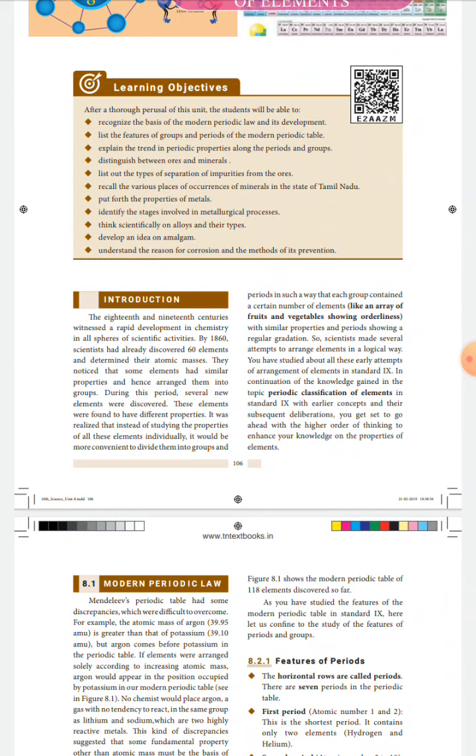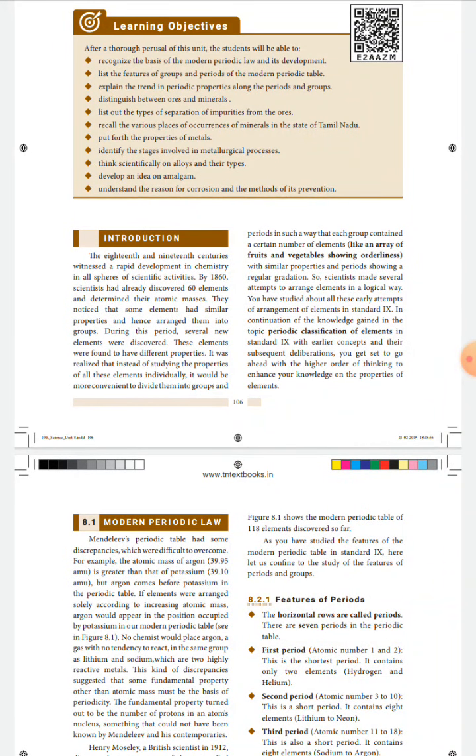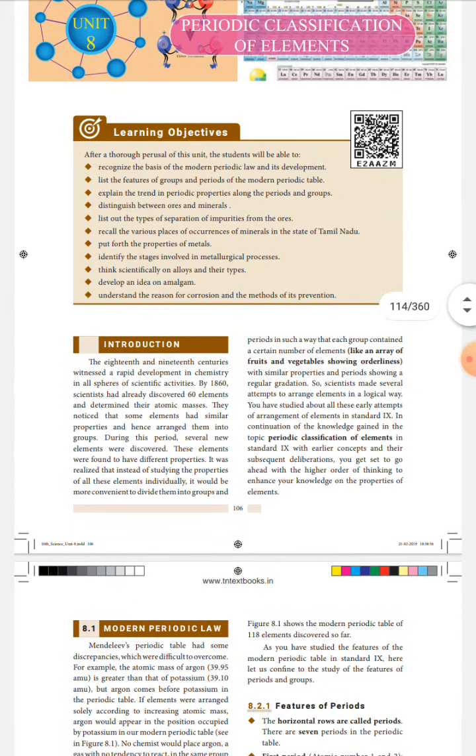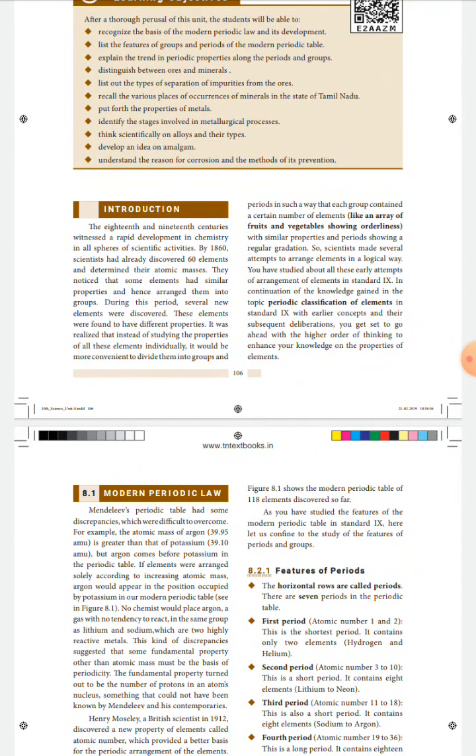By 1860, scientists had discovered only 60 elements, and they determined their atomic mass also. But after that, the number of elements increased. In 1912, Henry Moseley, a British scientist, discovered a new property of elements which is called atomic number. You know what atomic number is? In the previous lesson on atoms and molecules, you have learned about atomic number and mass number, also in 8th and 9th standard.